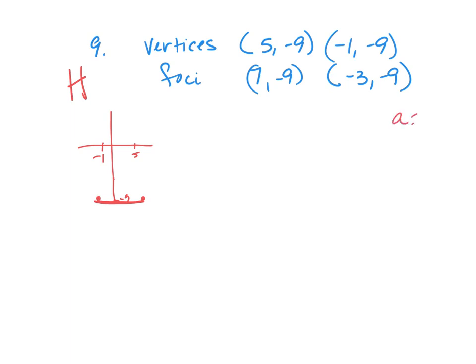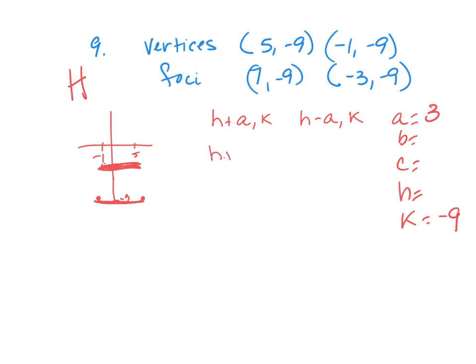So we have A, B, C, H, and K. All right, so what is the formula for vertices if it's horizontal? Well, we know K is -9. And now we need to find H and A, right? Well, we know A goes from -1 to 5. That is 6, so A is 3. Does everybody understand where I got the 3? So if A is 3, I get that H plus A is the bigger of the two numbers, which is 5. So H plus 3 equals 5. Sounds like H is 2.